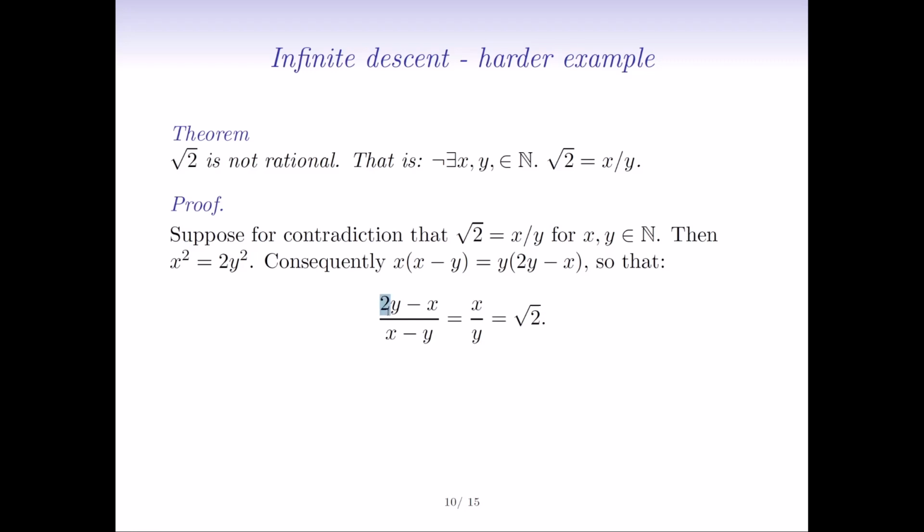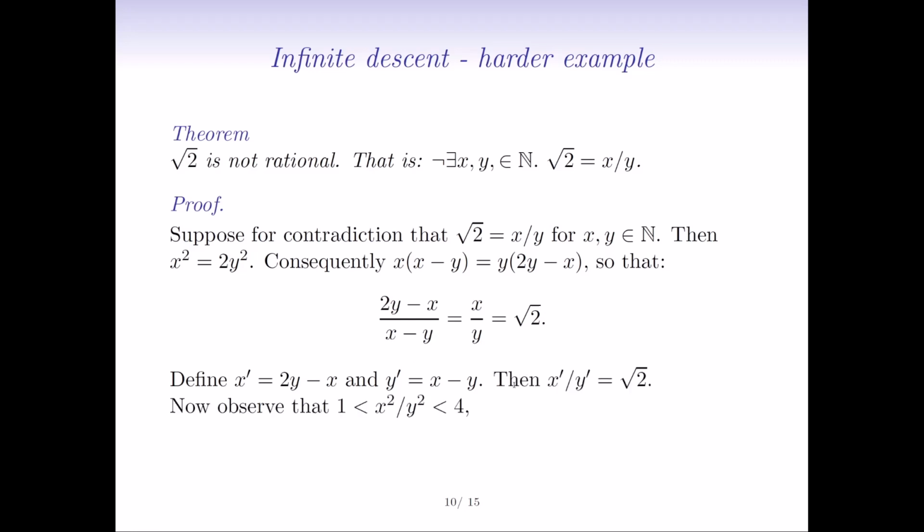So this 2y minus x over x minus y is a different way of writing the square root of 2. And I'm going to define x prime to be the numerator, 2y minus x, and y prime to be the denominator, x minus y, meaning that x prime over y prime is equal to the square root of 2 by this displayed equation. And then we can actually notice, this seems like a weird thing to say, but it is a fact, that x squared over y squared is the square root of 2 squared, which is 2, and that's between 1 and 4. It's a simple fact, but it's true.